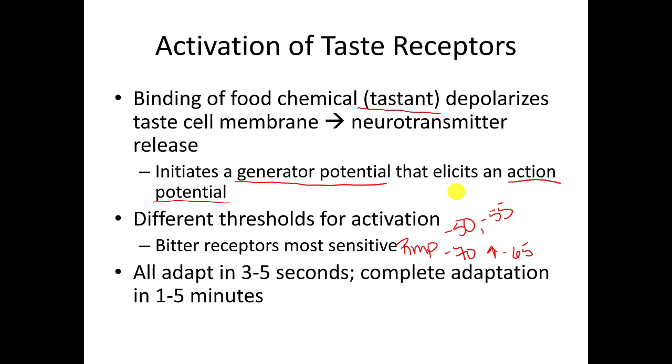All of your receptors, all of your taste buds will adapt within 3 to 5 seconds, and you'll have complete adaptation within 1 to 5 minutes. So, what that means is that, if you get this giant cheesecake from the Cheesecake Factory that has like 2,700 calories in it, take really slow bites, and maybe all you need is about 3 bites, because after 1 to 5 minutes, you're not really tasting it anymore. All of your taste buds have adapted to that taste sensation.